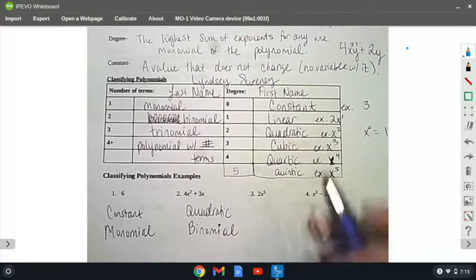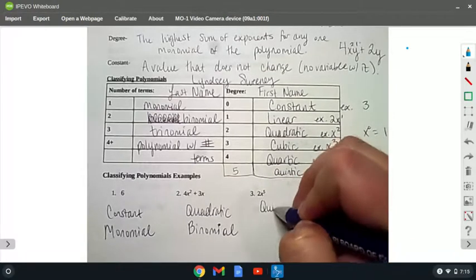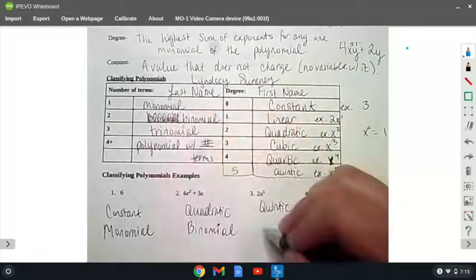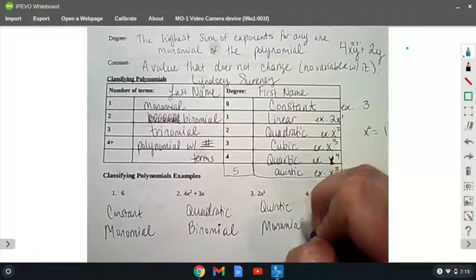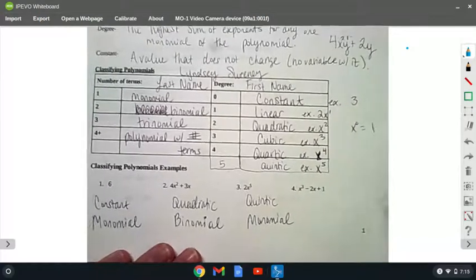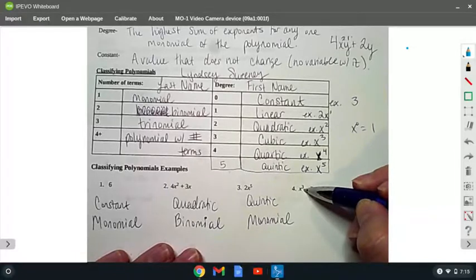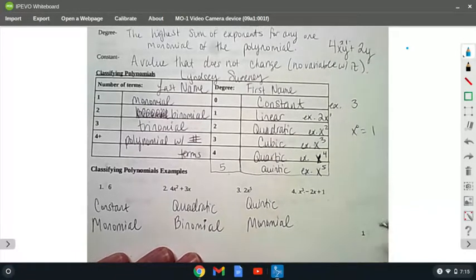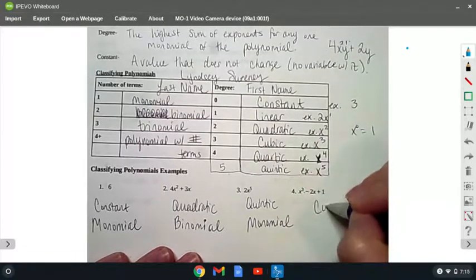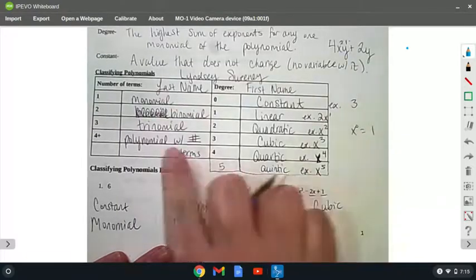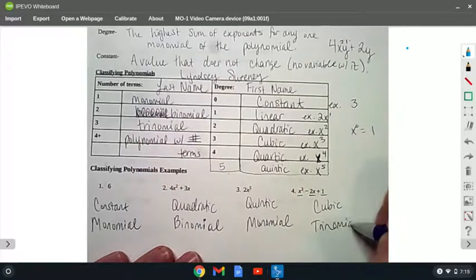This one is to the power of 5, so that would be a quintic for degree. And then it has 1 term, so that's a monomial. And then this last one here, it is to the power of 3, so that would be a cubic. And I see 1, 2, 3 terms, so that would be a trinomial.